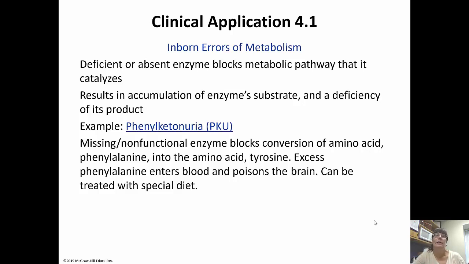Another example is PKU. There's missing and non-functional enzymes that are going to block the conversion of phenylalanine, which is an amino acid, into tyrosine. So what happens is excess phenylalanine enters the blood and will poison the brain. Now this can actually be treated with a special diet. You just have to avoid phenylalanine, basically.